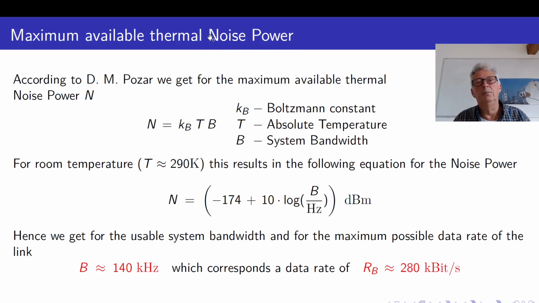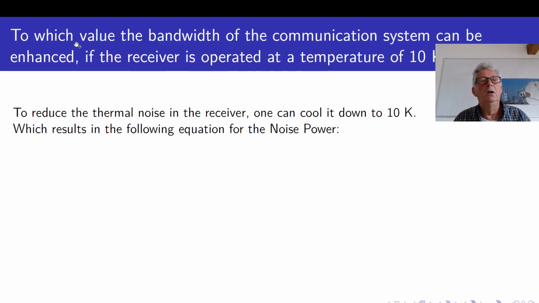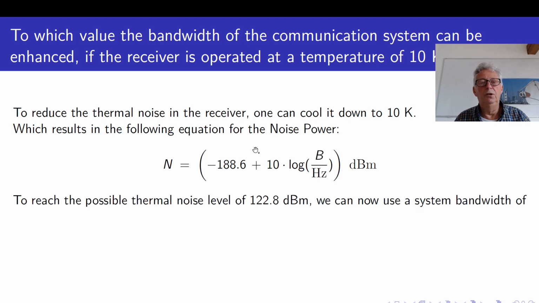So, but since the important contribution comes to terminal noise, we can also downcool our receiver. So to which value the bandwidth of the communication system can be enhanced if the receiver is operated at a temperature of 10 Kelvin. So now the absolute temperature is 10 Kelvin, which will reduce this value. The former value was minus 174. Now we have here minus 188.6. And of course, if you increase the bandwidth, this value will increase.